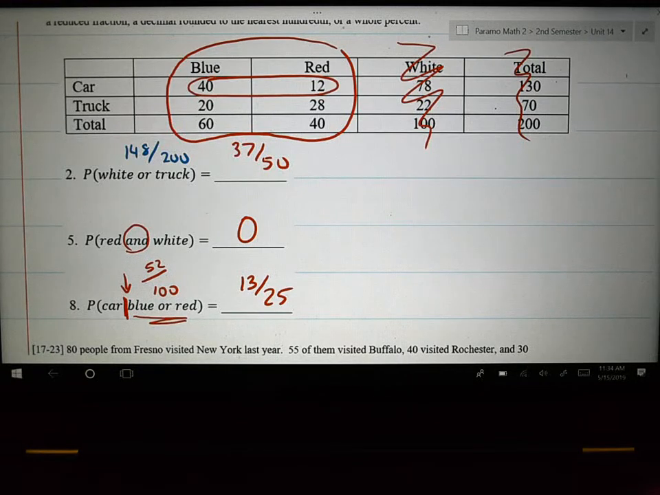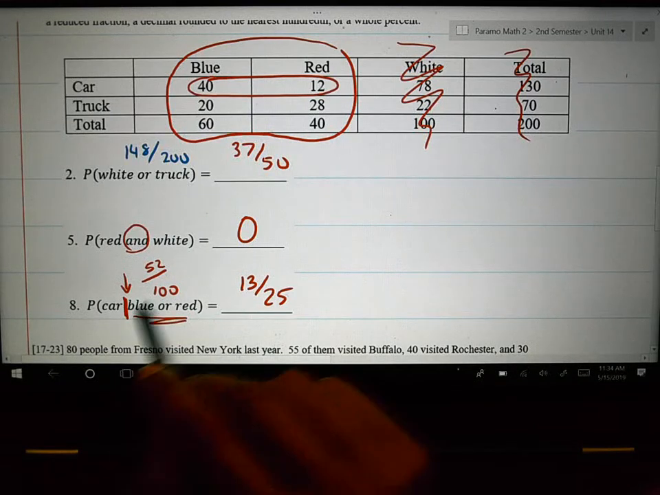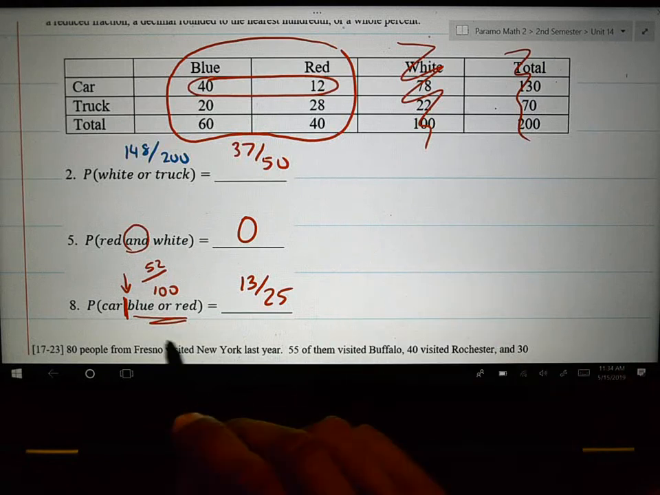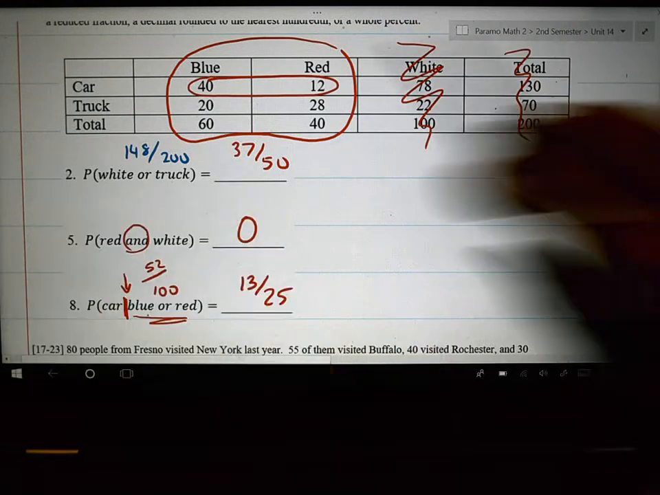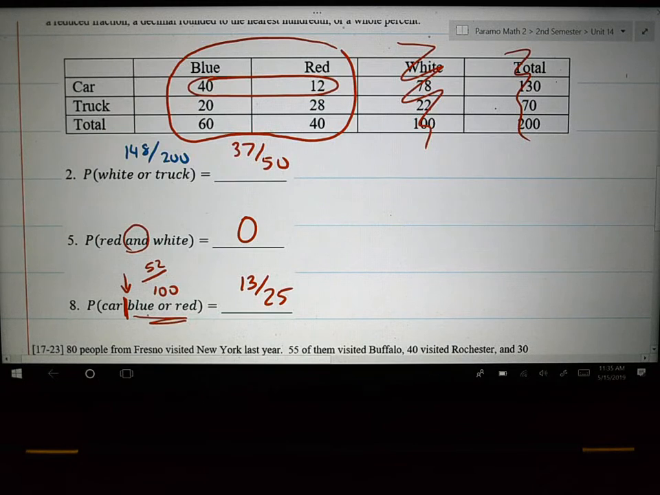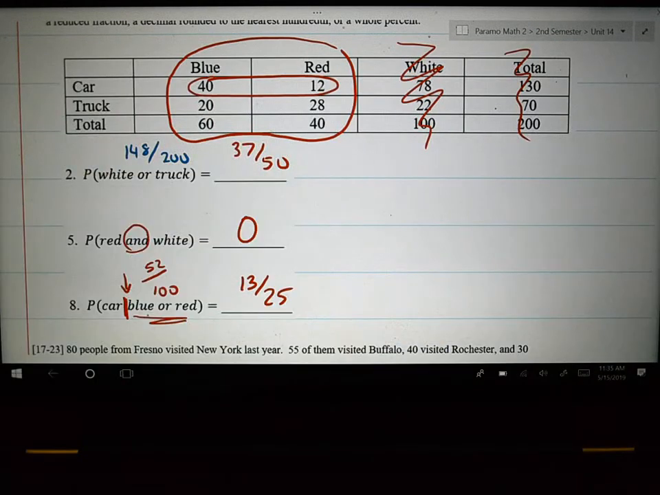Hopefully that makes sense to you. Basically, your condition means ignore everything else. And sometimes your conditional probabilities will be columns. Sometimes your conditional probability will be a row. Don't be afraid to ignore a row if that's the condition.